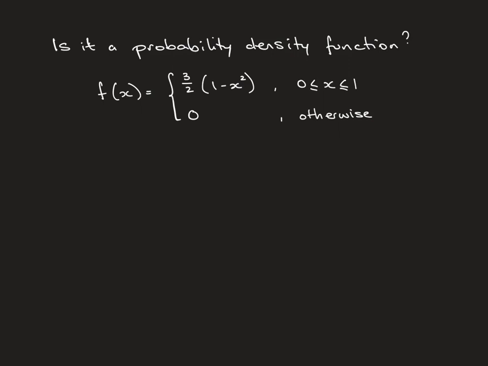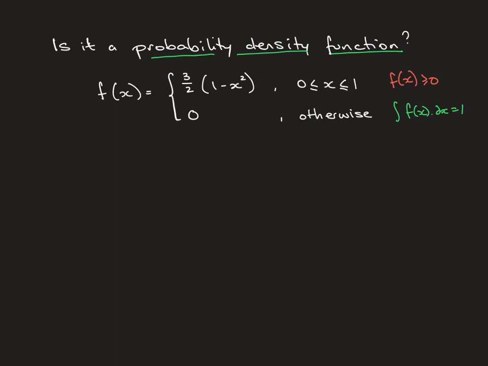So one of the questions you'll get with probability density functions is whether a function is in fact a probability density function. And so the two things you need to check are, is the function itself always greater than or equal to 0? And is the area under the curve equal to 1? So the easiest way to check these things is often to have a look and see what the function looks like. And here's what it looks like.